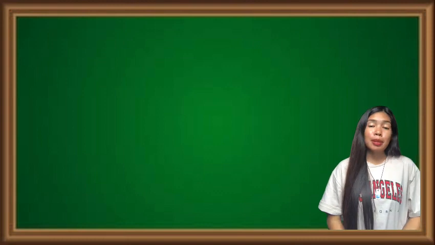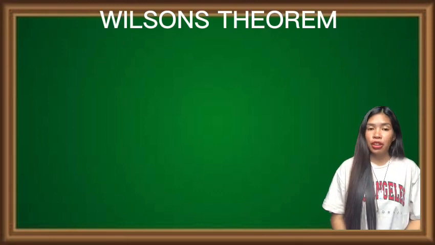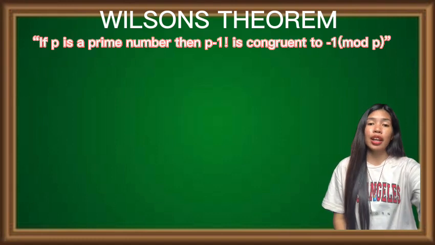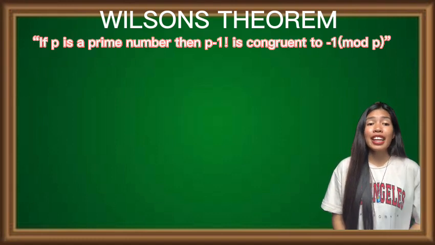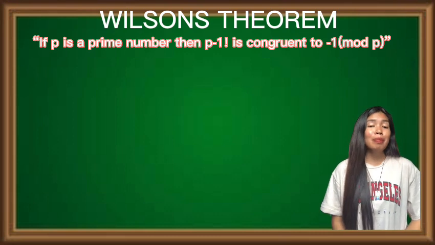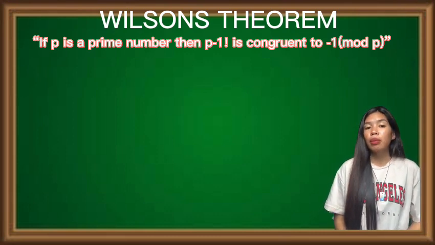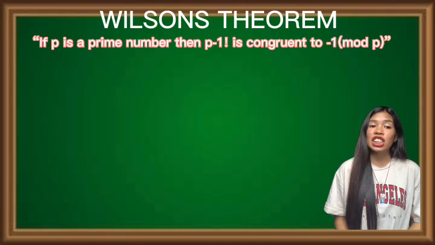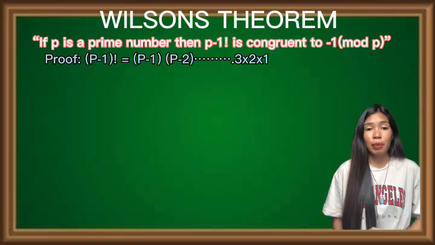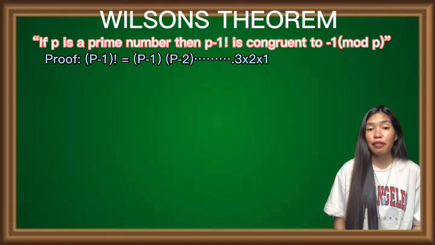Today, I will be explaining and proving Wilson Theorem. So, let us start. Wilson Theorem says that if P is a prime number, then P minus 1 factorial is congruent to negative 1 mod P. To show that this is true, let's first expand out the left-hand side, P minus 1 factorial.